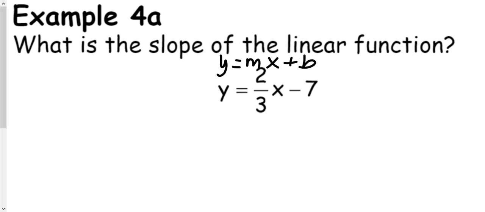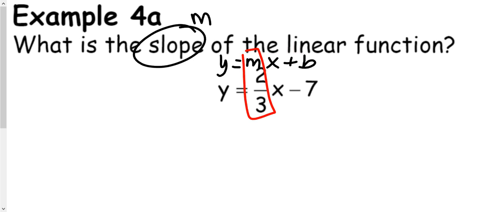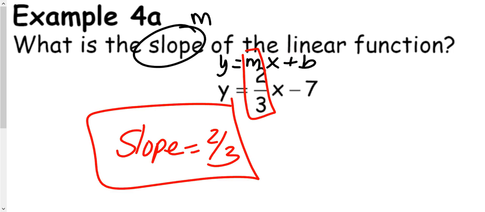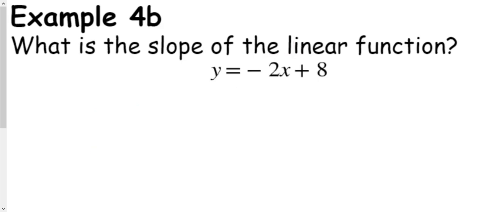M stands for slope, and b stands for y-intercept, but we're asked for the slope, which is which letter? M. And what value is in the m position in this equation? The 2/3. So that means our slope is 2/3. We're done. That's it. So try example 4b.